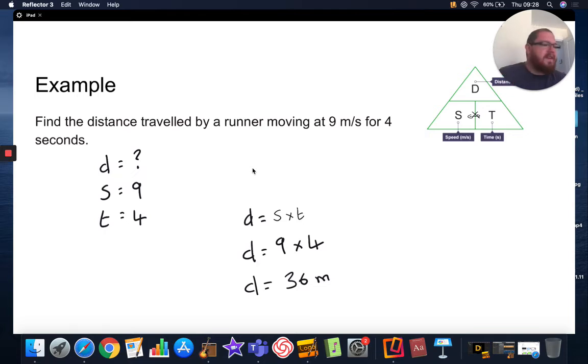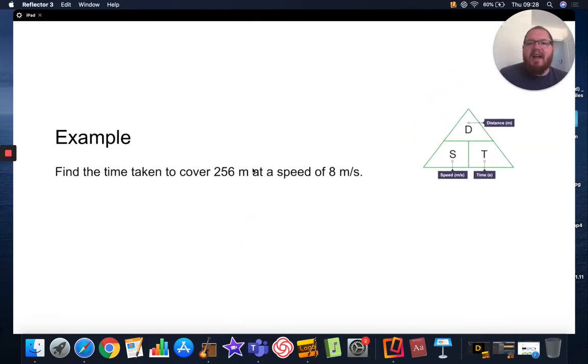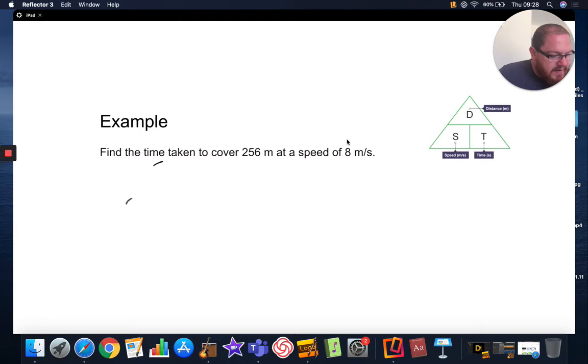I'm going to do one more example before we do your assignment. And this example looks like this. Find the time, in this case, taken to cover 256 meters at 8 meters per second. So, distance, speed, time. Okay, and this is how I'd like to see it laid out every time, even in your assignment. Let's pick out what we know.